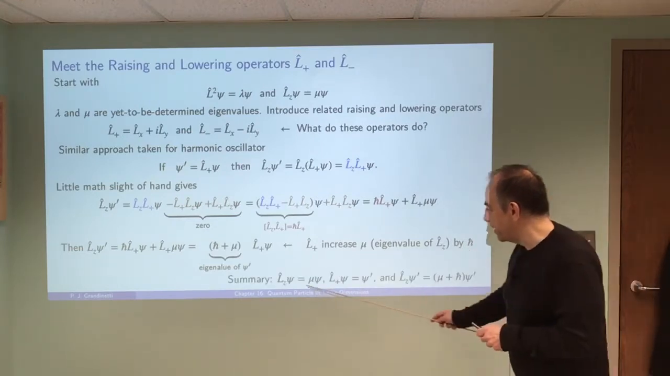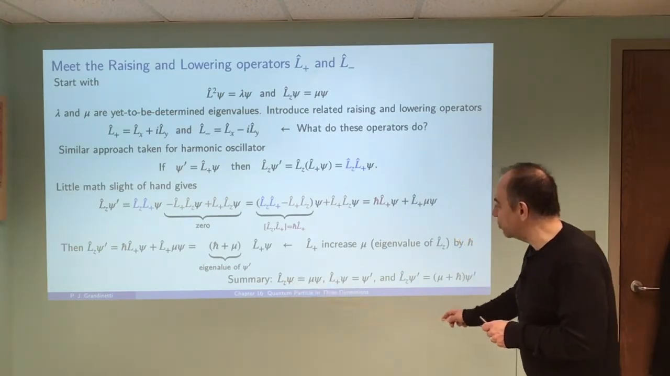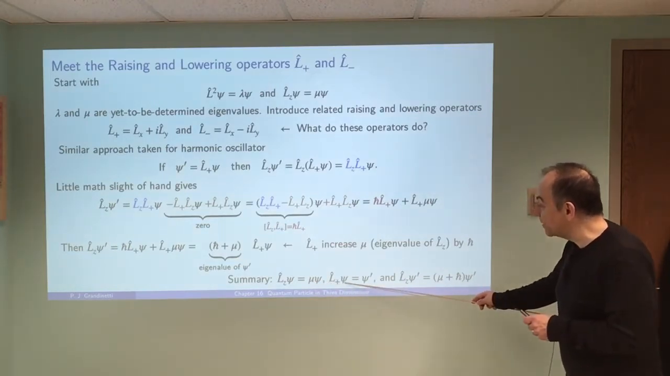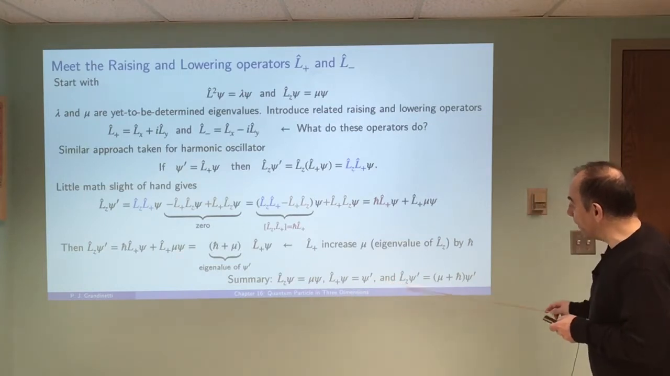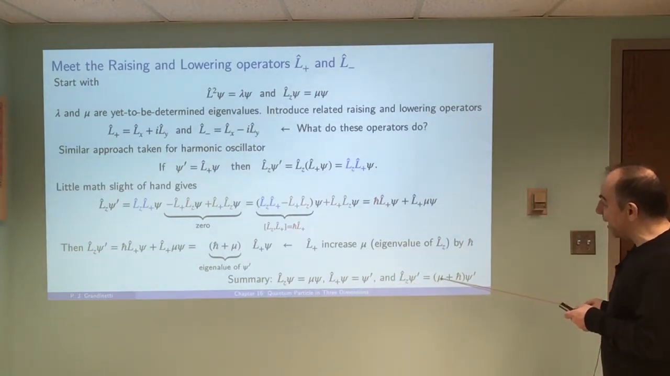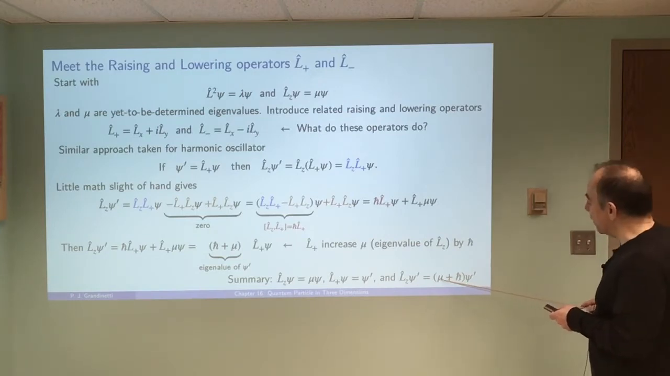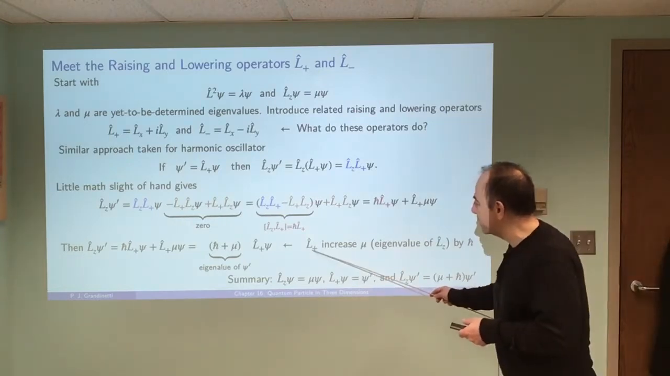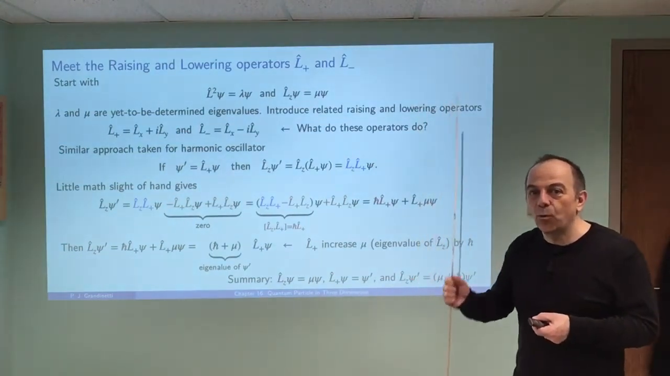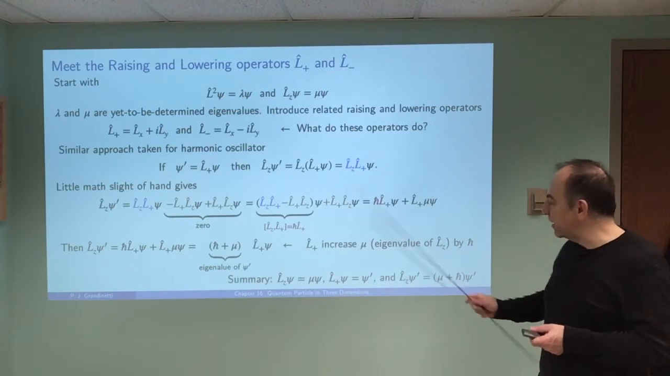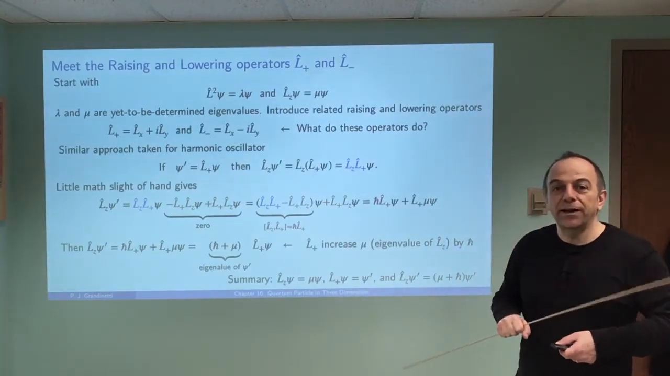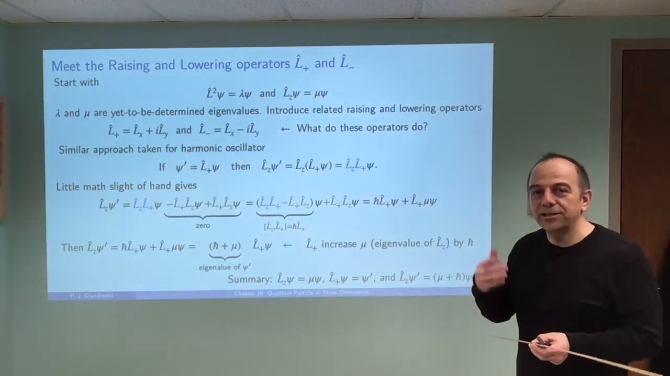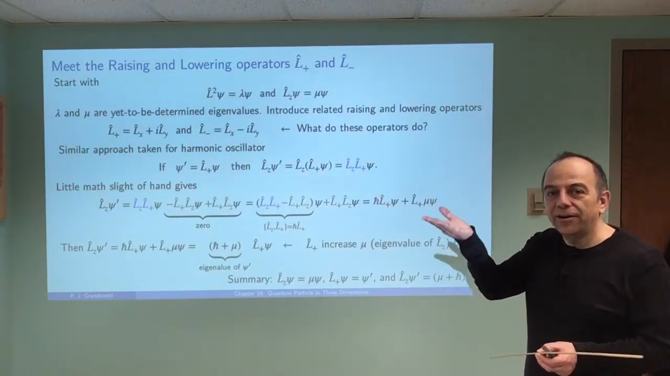In other words, if I apply LZ on my wave function, I get back my unknown eigenvalue times the wave function. If I apply L plus on that wave function, I'll get some new wave function. And when I apply LZ on that new wave function, I get back my unknown eigenvalue raised by H bar times the new wave function. So the job of L plus is to take a wave function and raise it to the wave function that has an eigenvalue that's H bar higher than the one that was operated on. That's why it's called the raising operator. It operates on a wave function and takes it to the one with higher angular momentum.